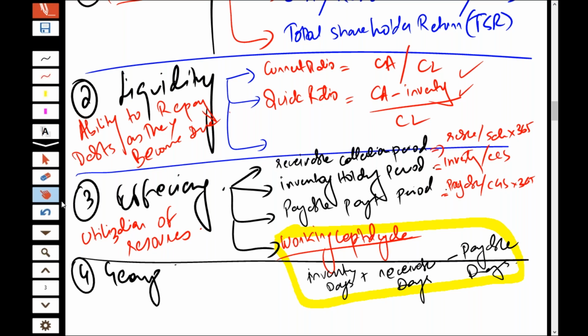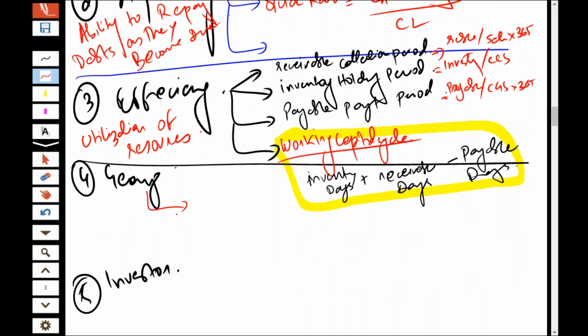So, with respect to the working capital cycle, we know it tells us the time it takes to recover a $1 invested in the working capital. And the shorter it is, the better it is for the organization.